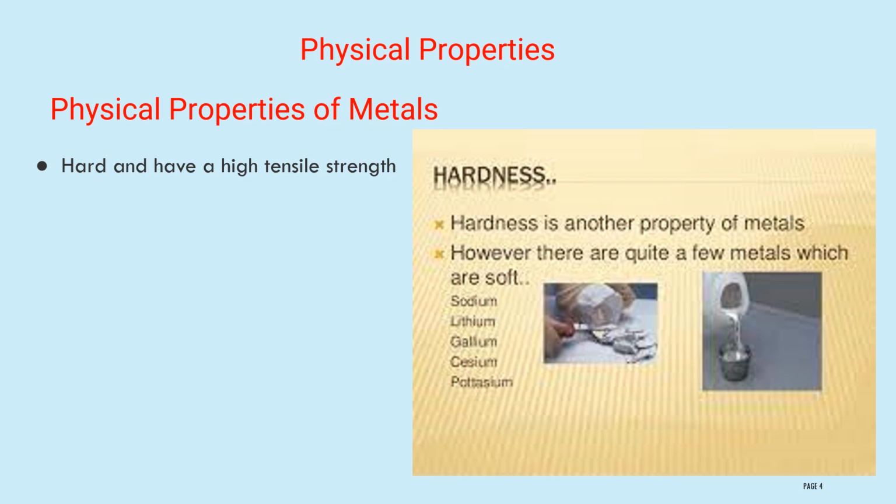Physical properties of metals. Metals are hard and have a high tensile strength. Hard means metals are very hard. You are not able to easily break a metal substance, therefore we call it hard. Almost all the metals are very hard. Some of the few examples of metals which are soft in material are sodium, lithium, gallium, cesium, potassium. These are the very important metals which are soft in material.